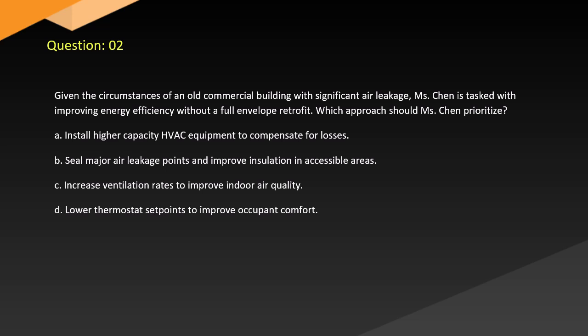Question 2. Given the circumstances of an old commercial building with significant air leakage, Chen is tasked with improving energy efficiency without a full envelope retrofit. Which approach should Chen prioritize? A. Install higher capacity HVAC equipment to compensate for losses. B. Seal major air leakage points and improve insulation in accessible areas.